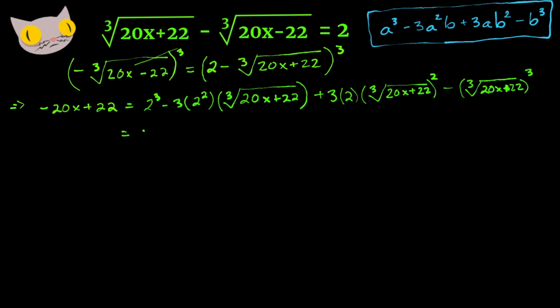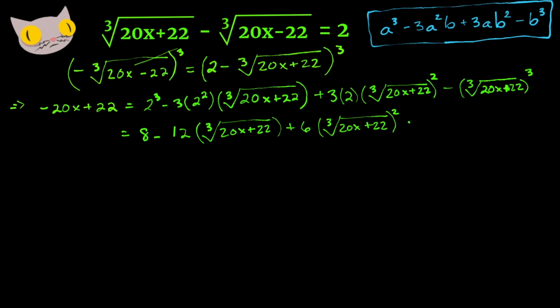Okay, now let's simplify this right side. So this is going to give us 8 minus 12 times our third root, plus 6 times that third root squared. And here our third root is being cubed, so we can get rid of that, and we're left with minus 20x minus 22.